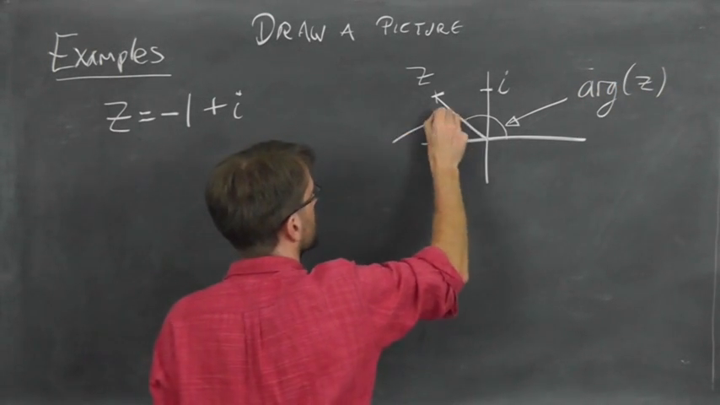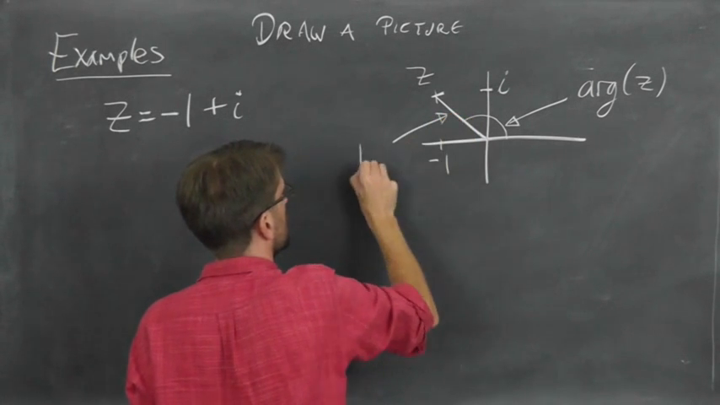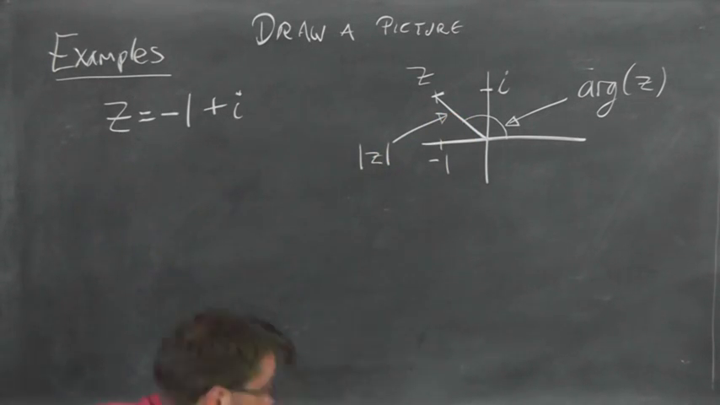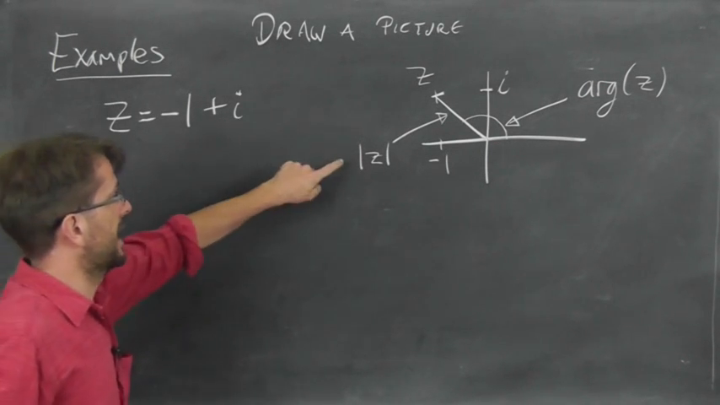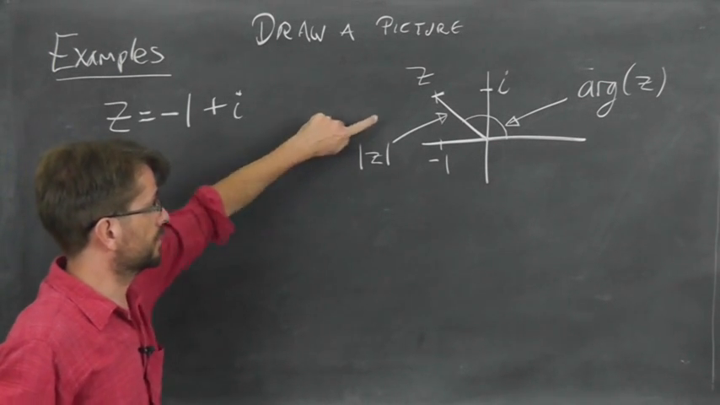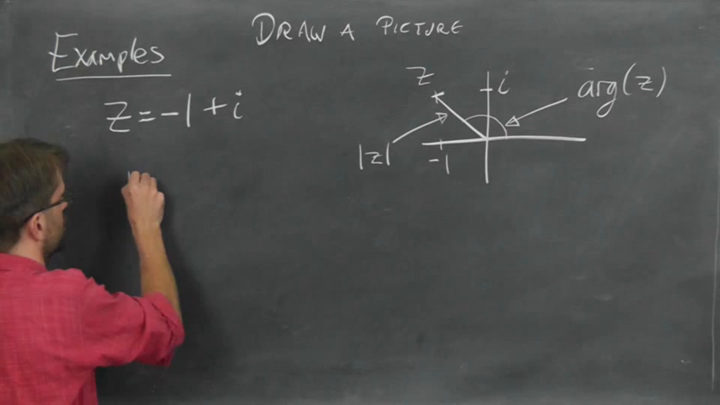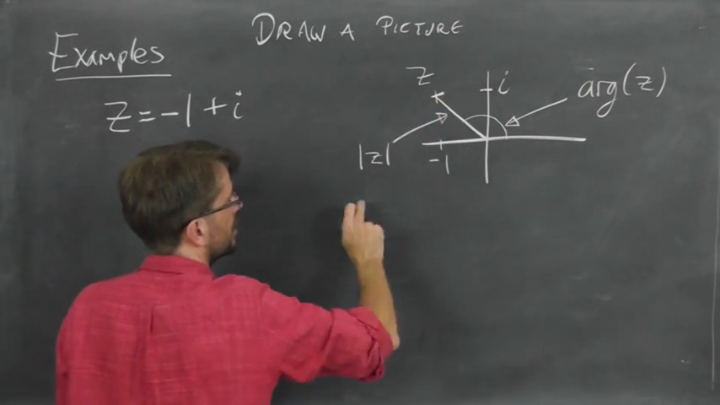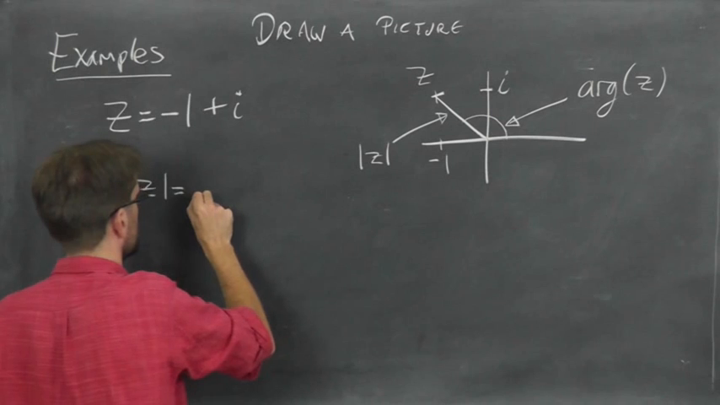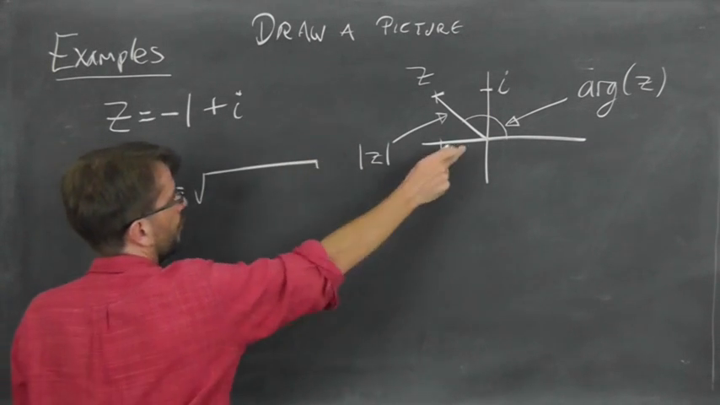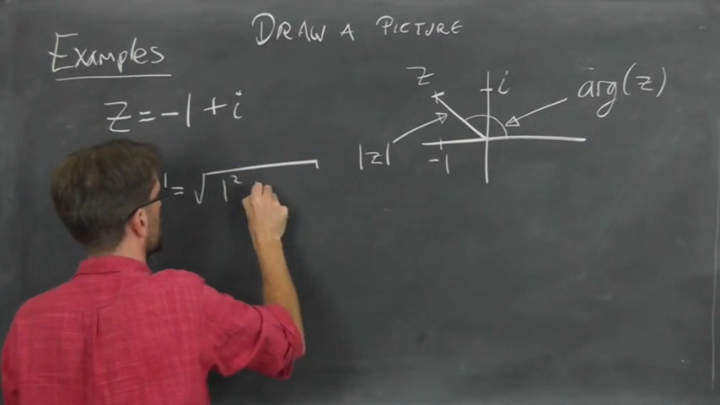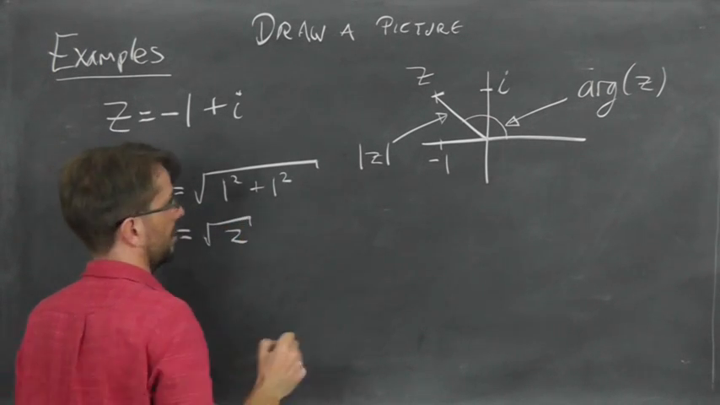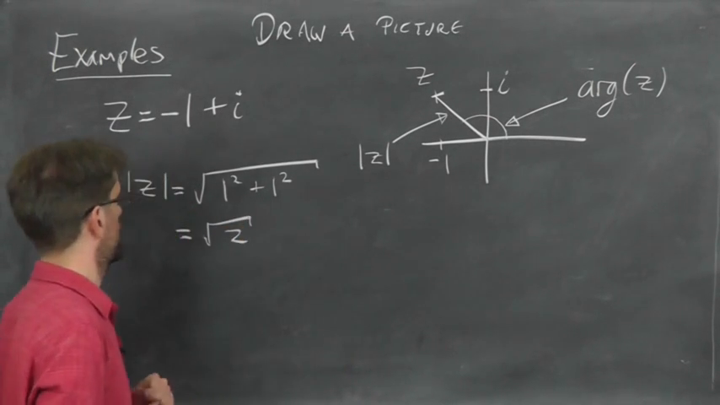Okay, so that angle is the argument of z. And the length of this line is the modulus of z. So again, to calculate the modulus of z, you can just use Pythagoras' theorem. So the modulus of z is equal to the square root of the squares of the other two sides. So that's just the square root of 1 squared plus 1 squared. So that's the square root of 2. And that's what it is, the square root of 2.